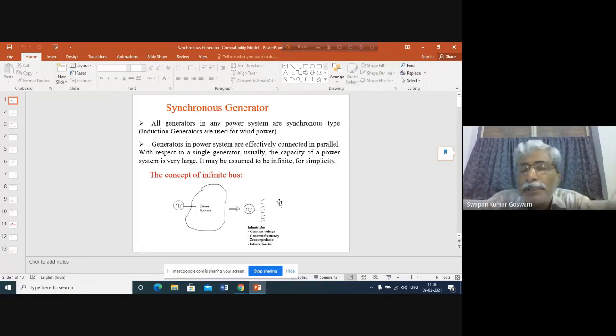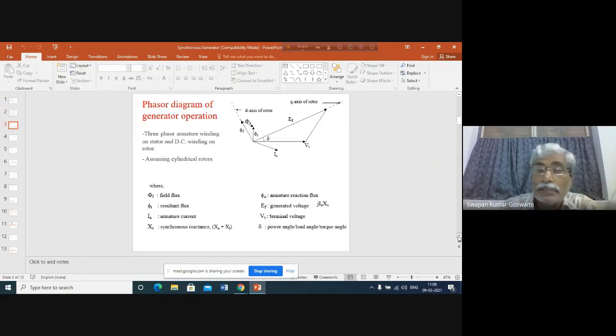What is that infinite bus? Infinite bus is a bus where the voltage and frequency remain constant, and voltage constant means basically the infinite bus is behaving as a constant voltage source, means it will have zero internal impedance, and constant frequency means it will have infinite inertia. So these are the properties of infinite bus. And with this assumption, we are discussing the synchronous generator, how it will be performing.